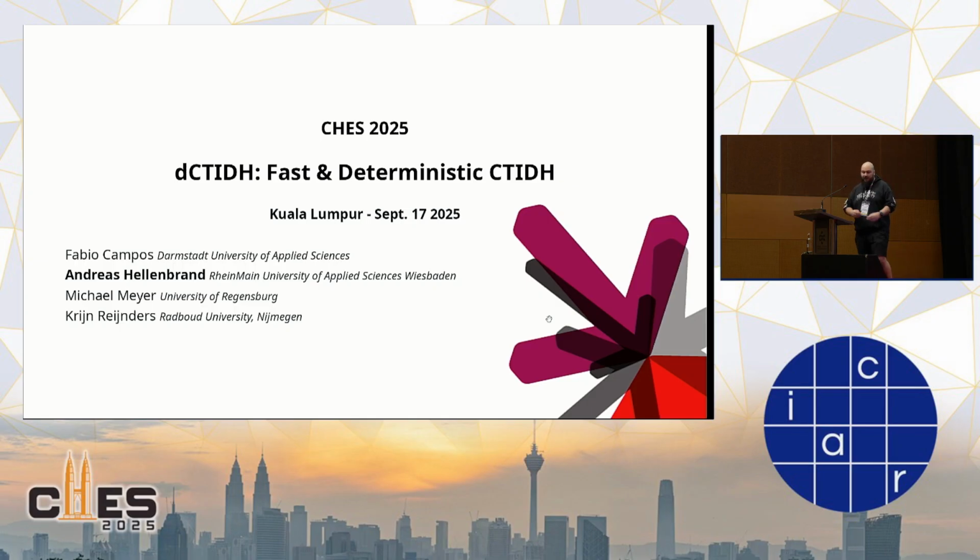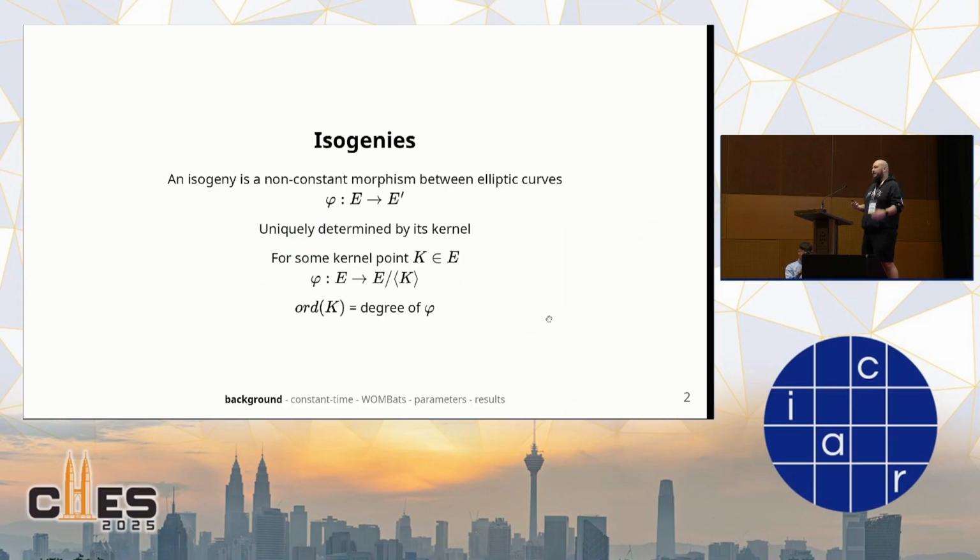Thanks for the introduction. So my talk is going to be about dCTIDH, as mentioned, the fast and deterministic version of CTIDH. This is joint work together with Fabio, Michael, and Ryan. Let's start with a short introduction of isogenies, so we recall what we are talking about. An isogeny is a non-constant map between two elliptic curves, which is uniquely defined by its kernel.